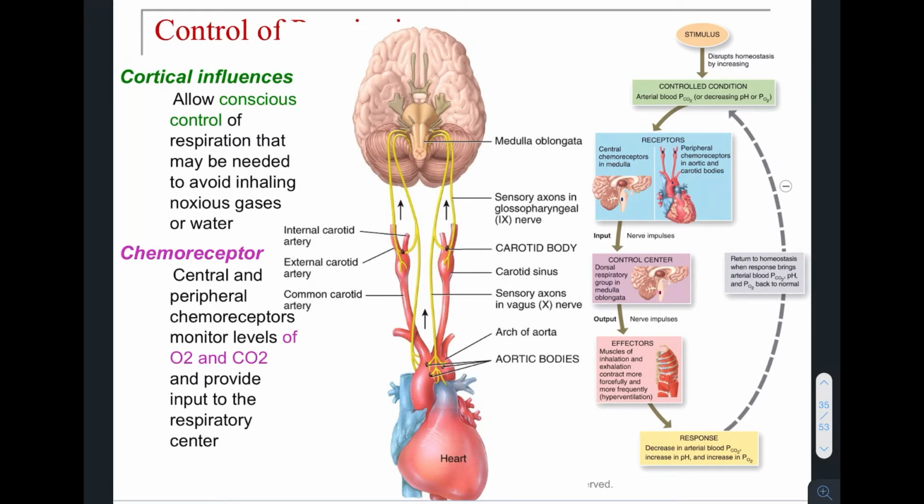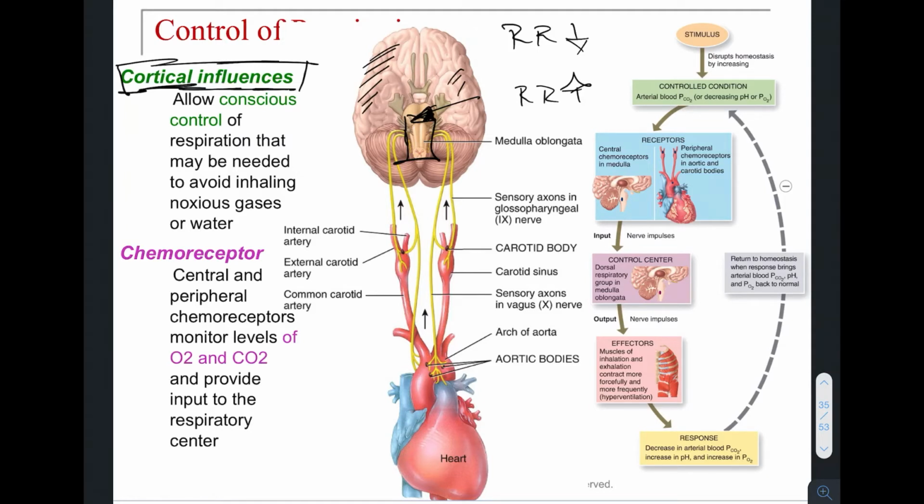Other factors that affect this. So, for example, cortical influences. This just means that the cerebral cortex is influencing the brainstem. Okay, what do we mean by this? These are your thoughts. And so, if you're relaxed and you're not thinking about anything stressful, your respiration rate will decrease. However, if you are stressed out, if you're watching a scary movie, if you're scared, then those thoughts will influence the brainstem, and by influencing the brainstem, they will increase respiration rate.